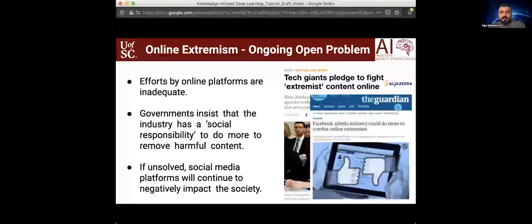So, online extremism. Many online platforms on social media, the current efforts are actually inadequate considering the number of users that the online platforms have and the extremism that people are being exposed to, and their consequences. There are serious consequences of these in the real world. So governments insist that industry partners or social media companies have to do more to remove this harmful content from their platforms. If this problem continues to be unsolved, social media platforms are going to continue to negatively impact society.